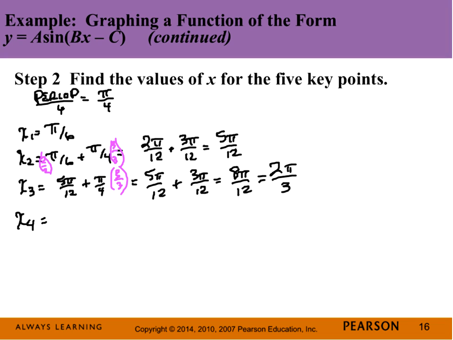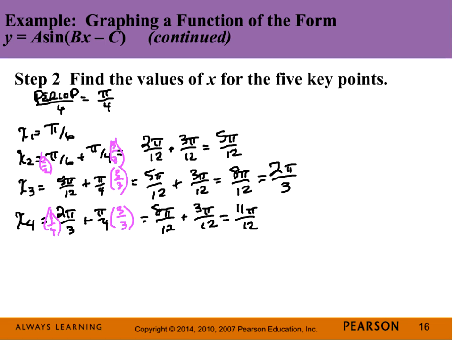X sub 4, I start out with 2 pi over 3, and I'm adding on pi over 4. Once again, got to get the common denominator. So I'm going to multiply that by 4 over 4, and this by 3 over 3. So I have 8 pi over 12 plus 3 pi over 12, and that lands me at 11 pi over 12.